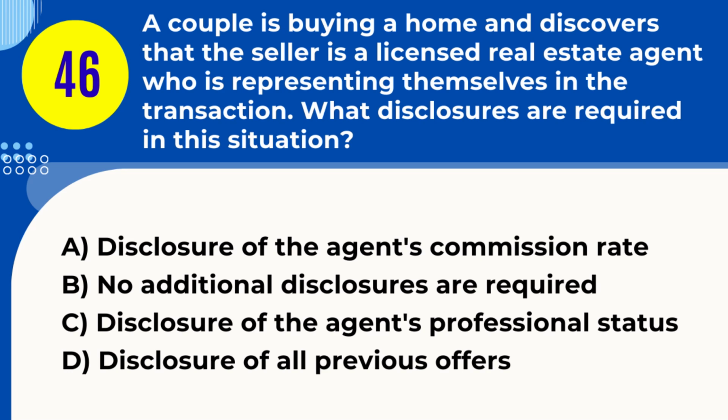Question 46. A couple is buying a home and discovers that the seller is a licensed real estate agent who is representing themselves in the transaction. What disclosures are required in this situation? A. Disclosure of the agent's commission rate. B. No additional disclosures are required. C. Disclosure of the agent's professional status. D. Disclosure of all previous offers.